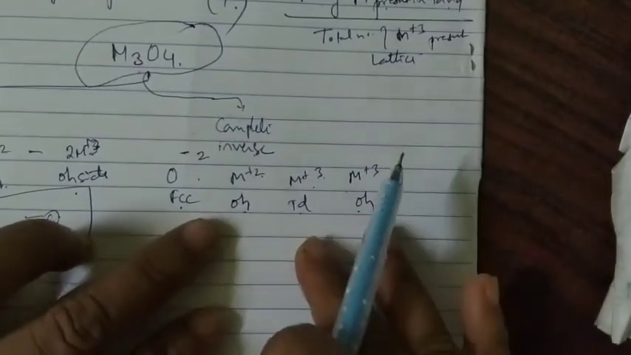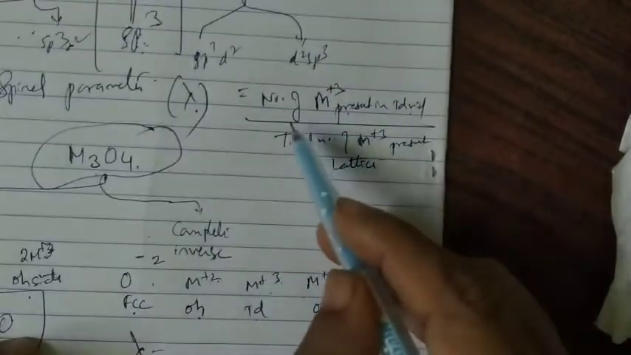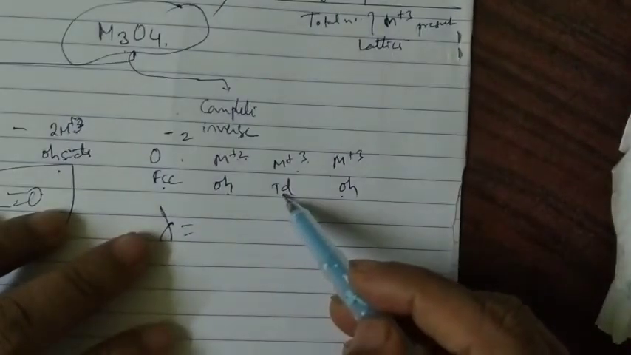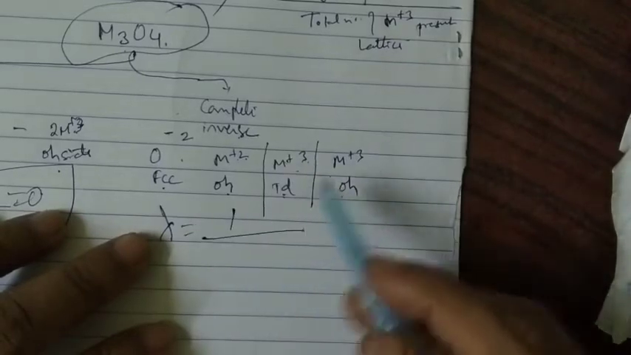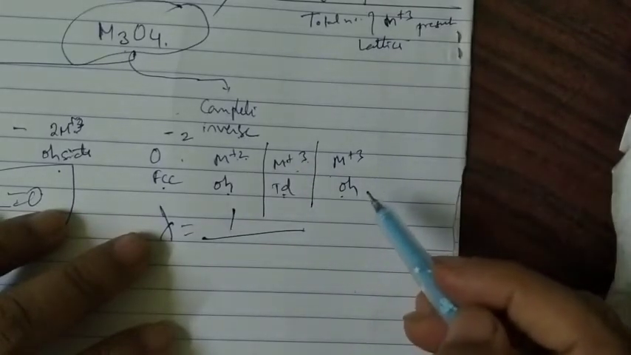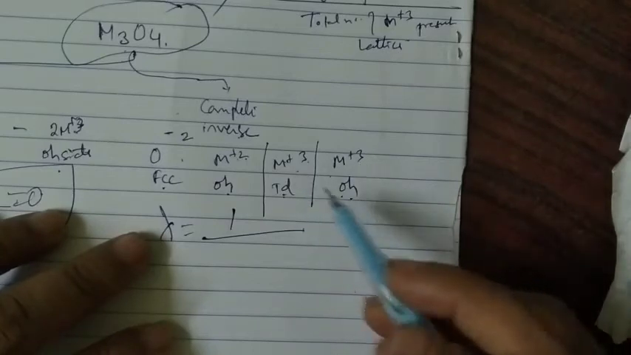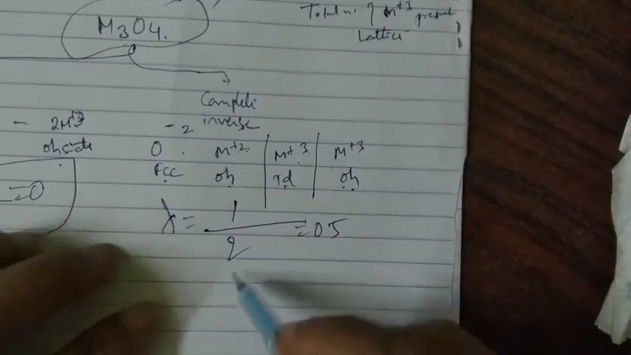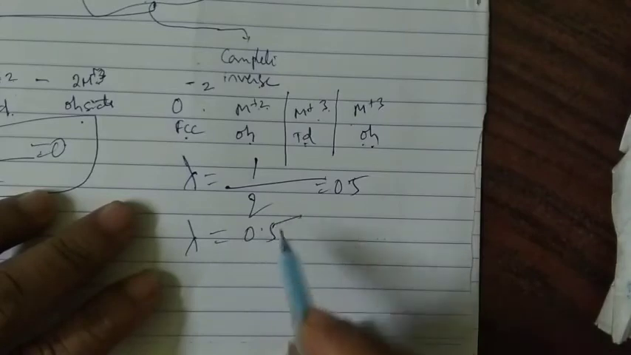So this is a conditional case. Now if you see the lambda parameter here, the total number of M+3 present in tetrahedral sites. Now you see how many are there in the tetrahedral sites. So 1 M+3 is present in tetrahedral, divided by the total number of M+3. Now you see here 1 is there, and here 1 is there, plus 3, plus 3, so 2. So 1 by 2, that is your 0.5. So for complete inverse, you can see the lambda value is coming to 0.5.